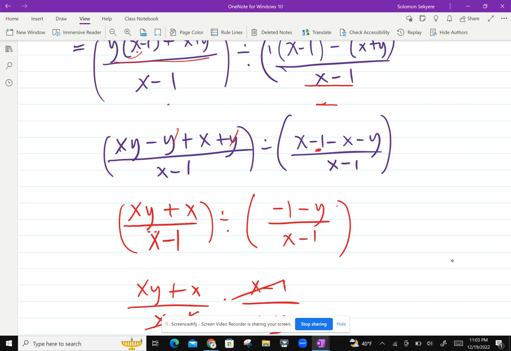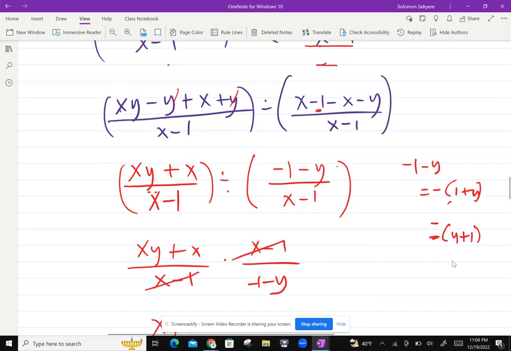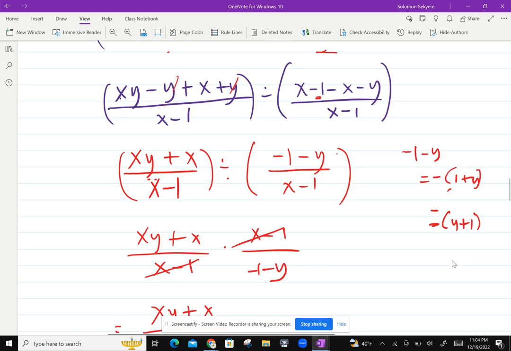We'll be left with negative 1 minus y. That's what we have here. So negative 1 minus y, note, is the same as negative of 1 plus y, or negative of y plus 1. Take note of that.